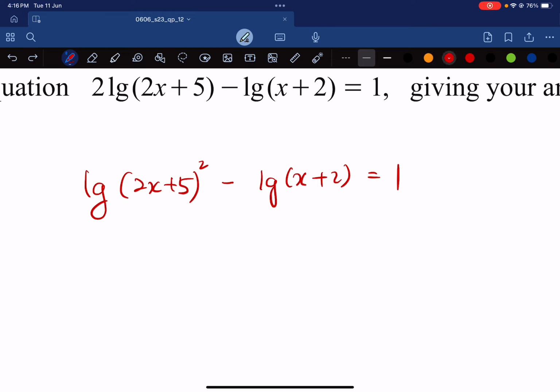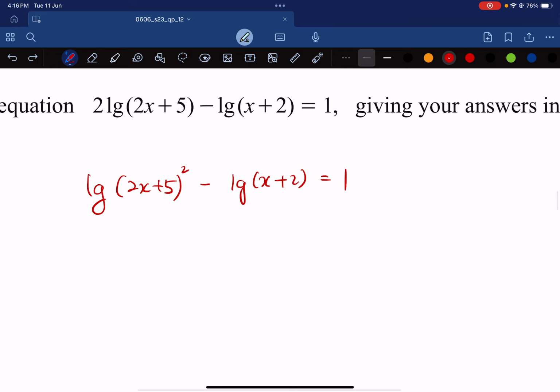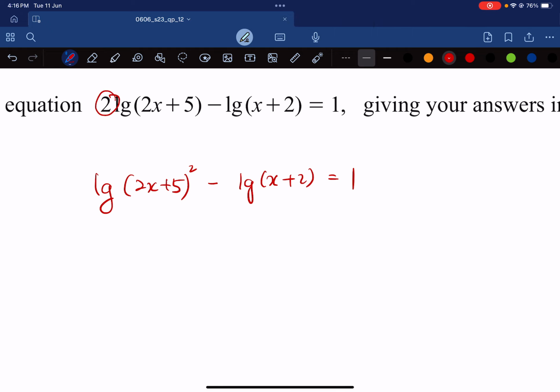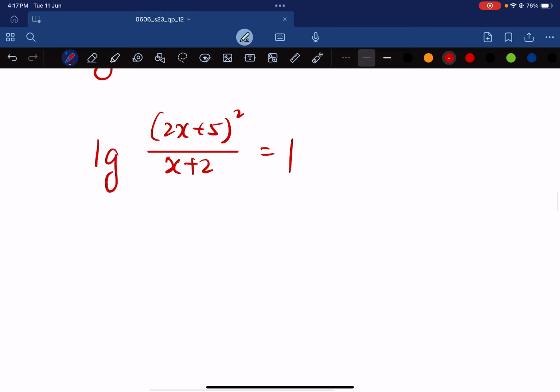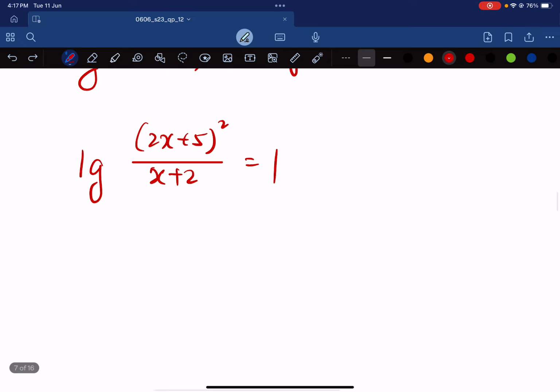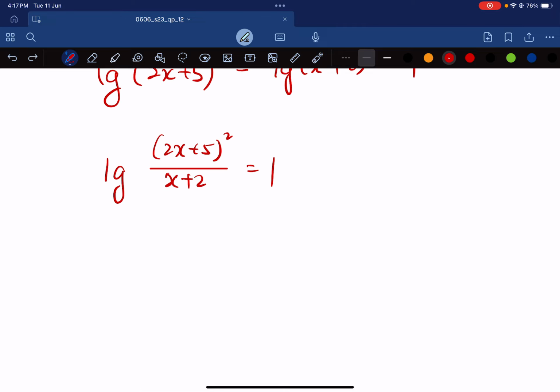Only now, right? We can combine them into single log. At the first step, you cannot combine them, okay? Because this is not 1, right? So minus means divide, right? (2x plus 5) squared divided by x plus 2 equals to 1, right? Equals to 1 means that the base and the argument are the same. There's no base means by default it is 10, right? So which means that (2x plus 5) squared over x plus 2 should equal 10.